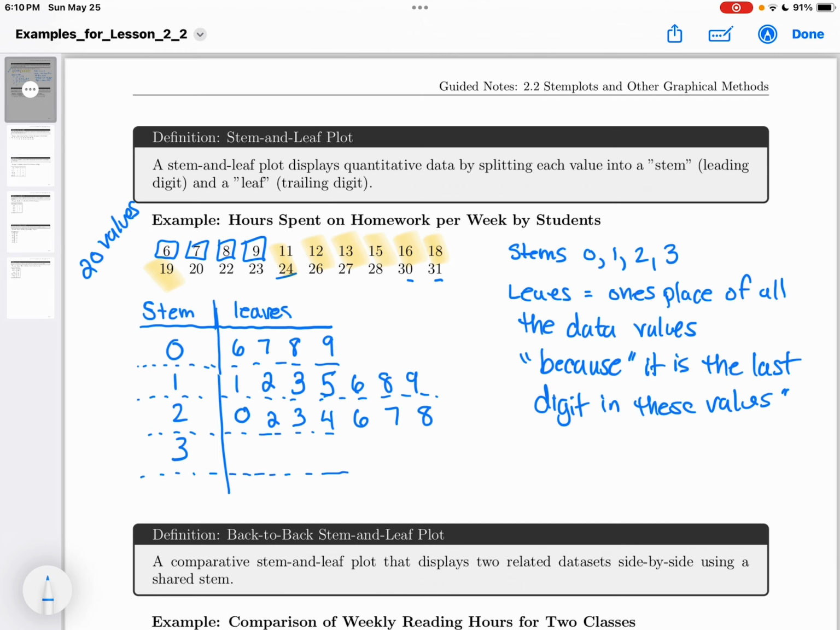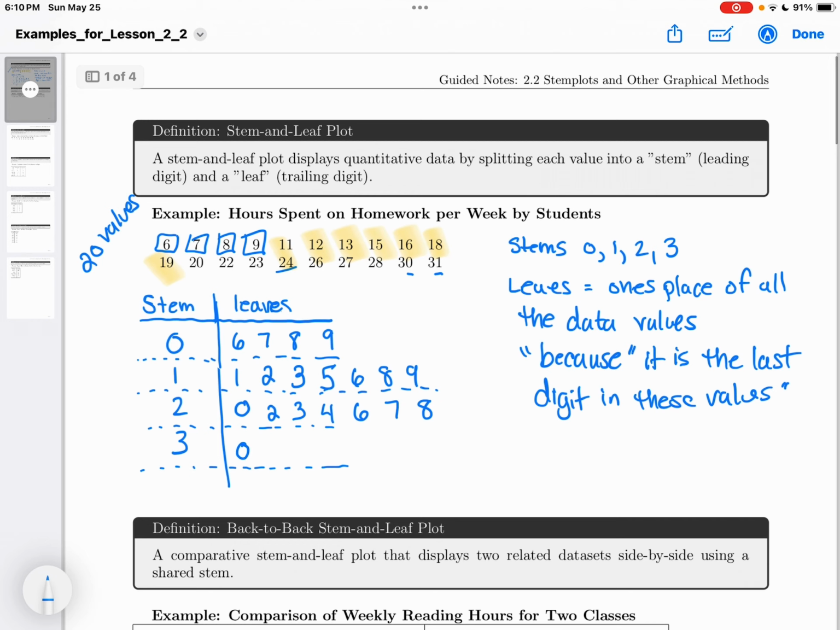Now for the 30s, I have a stem of 3, and for 30 I would put a 0. And then for 31 I would put a 1. And that's the last number. So 31 is the biggest number and 6 is the smallest.